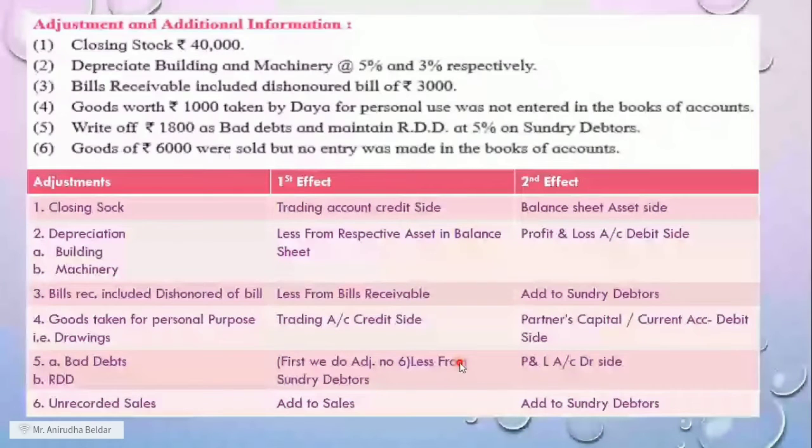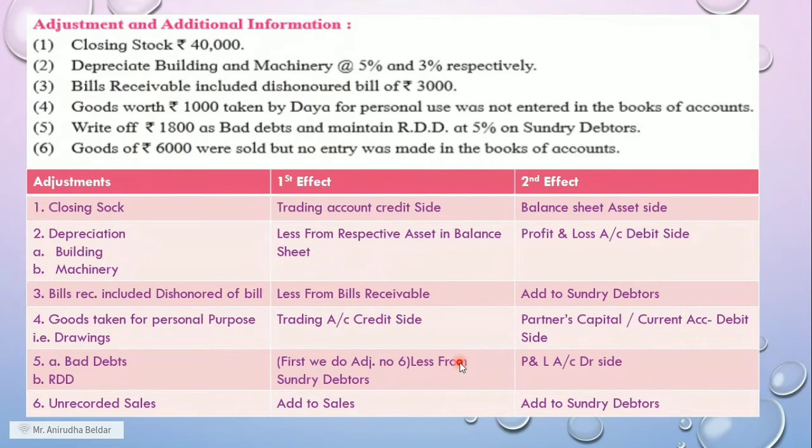Now, lastly, we see the bad debts and RDD. Because in debtors, we have to add the sales first, and after that we have to calculate the bad debts and RDD. Therefore, we will do this adjustment last. The effect of that adjustment is that we will deduct it from debtors, and the second effect is on the profit and loss account debit side. We will follow the format.